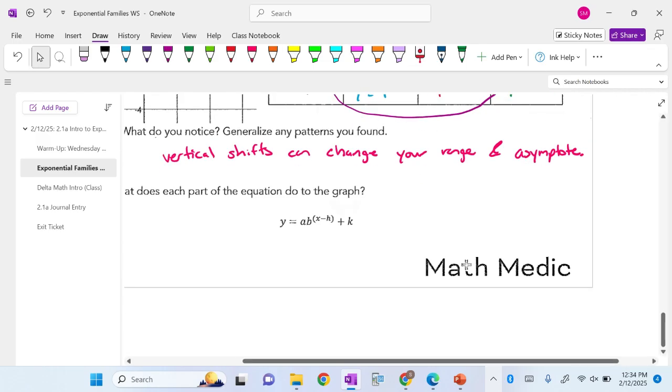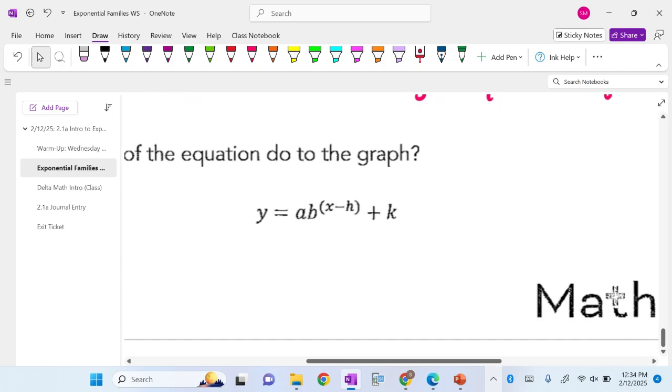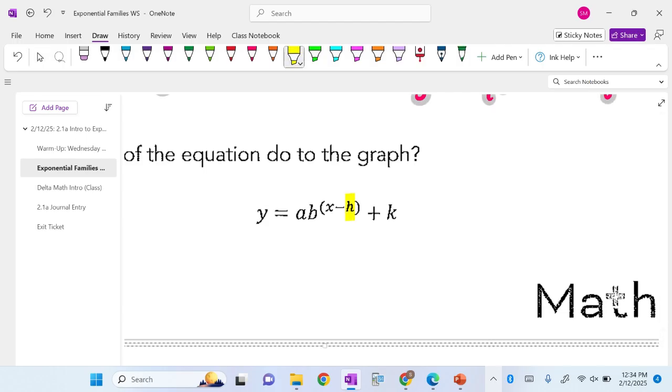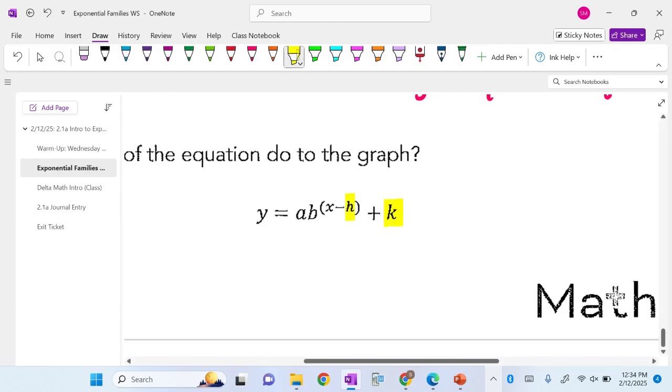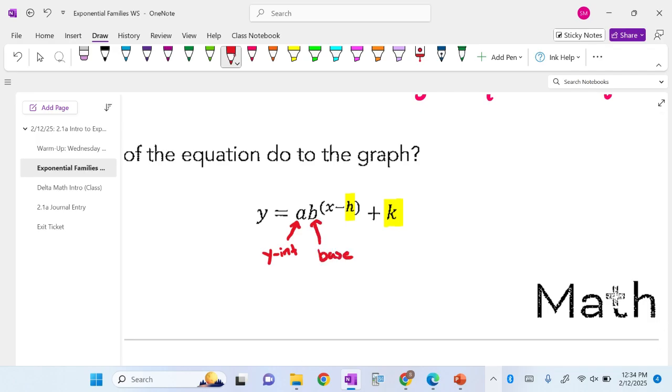So the final form of an exponential equation. The one that I showed you was a very basic form, but we added on two parts. We added on the h and we added on the k. I already told you that the a value is your y-intercept. Your b value controls its base as well as how fast it goes up, so its steepness.